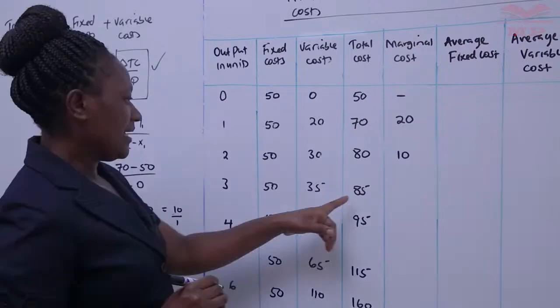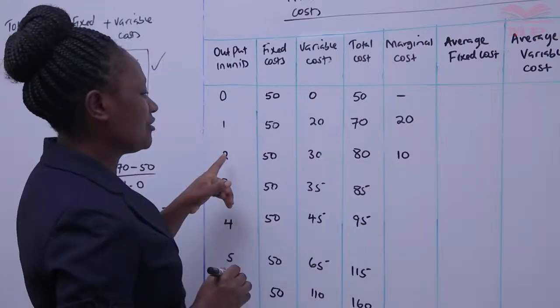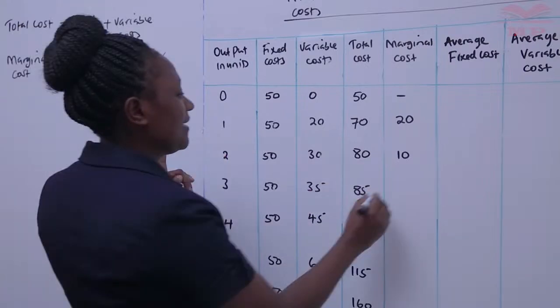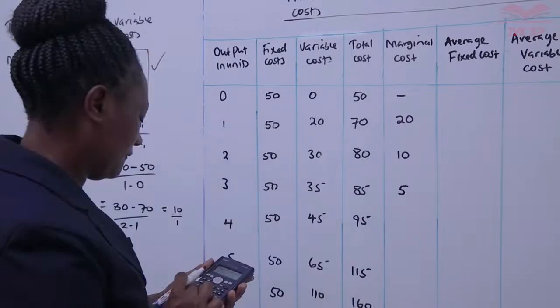And then 85 minus 80 divided by 3 minus 1 will give us 5. Then next we have 95 minus 85.